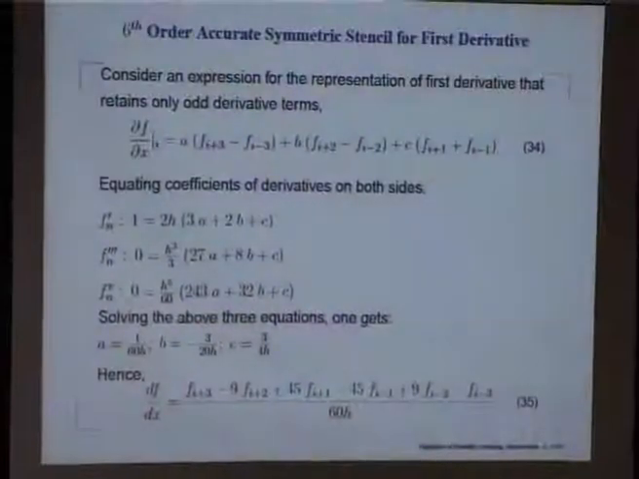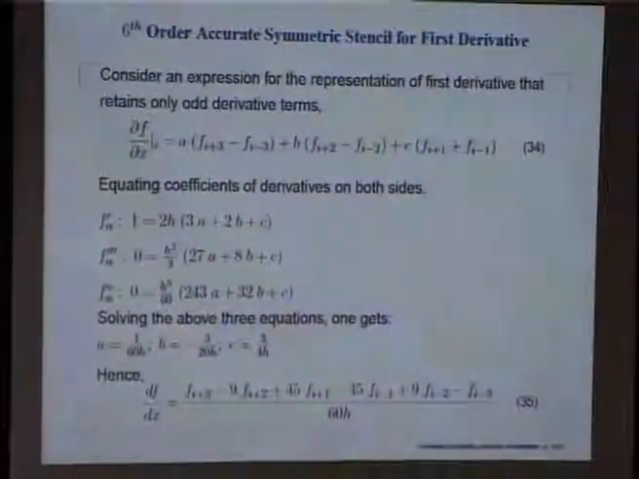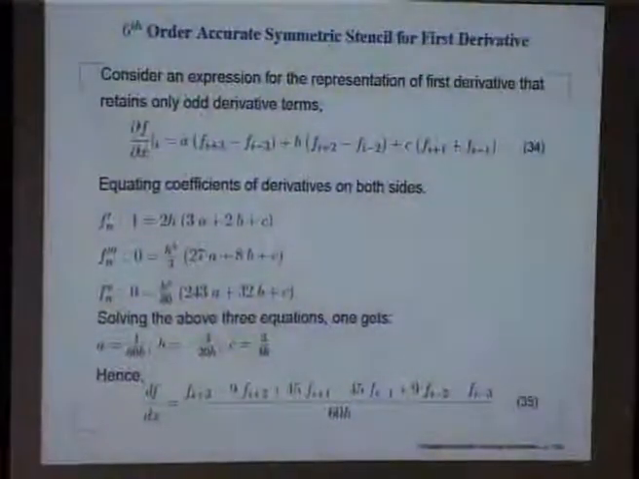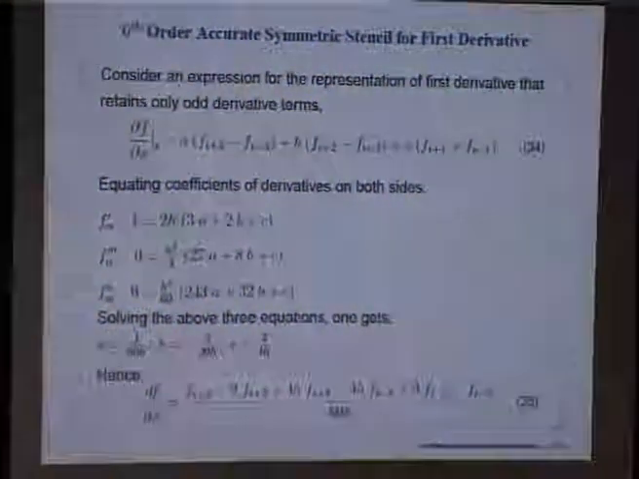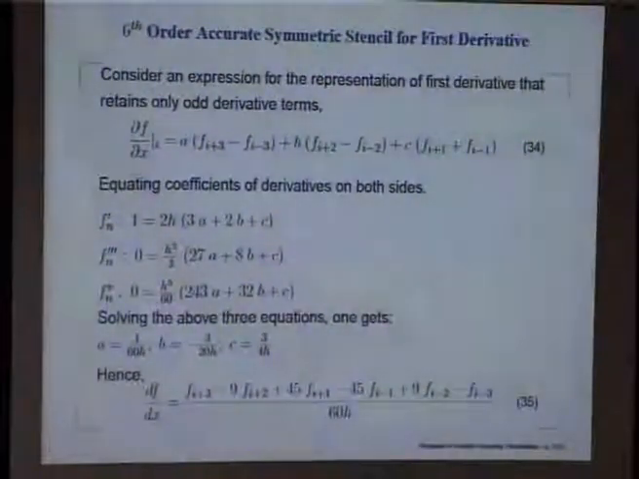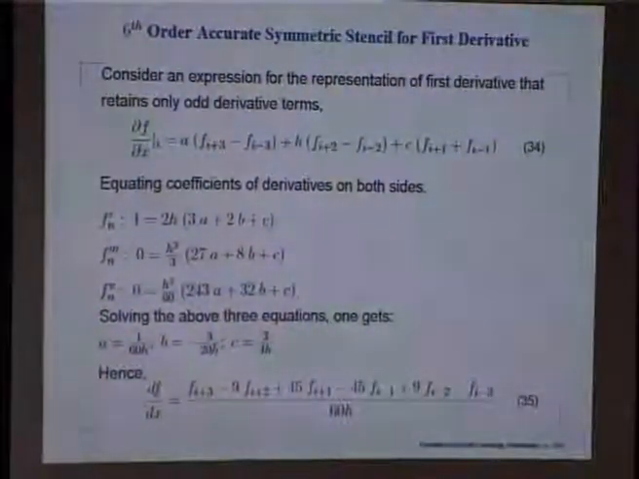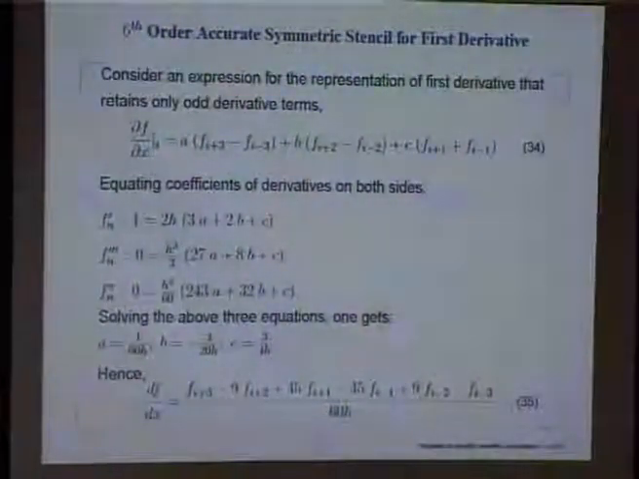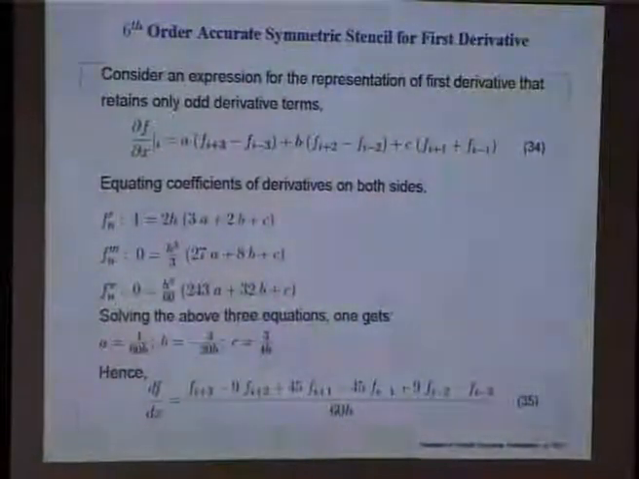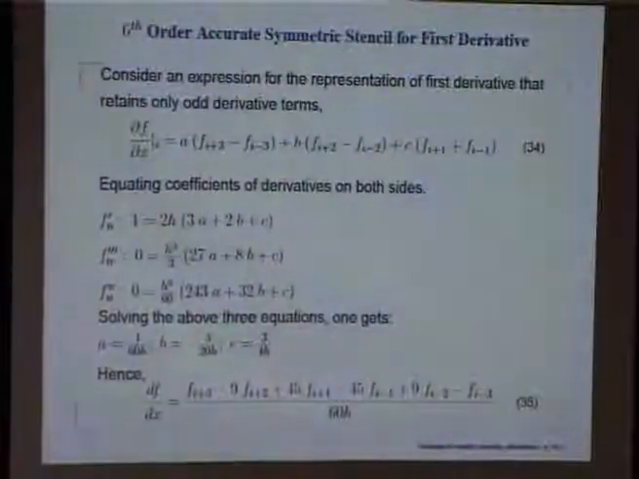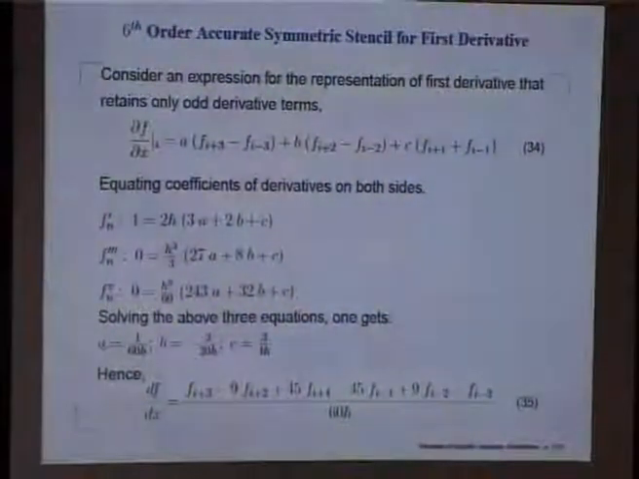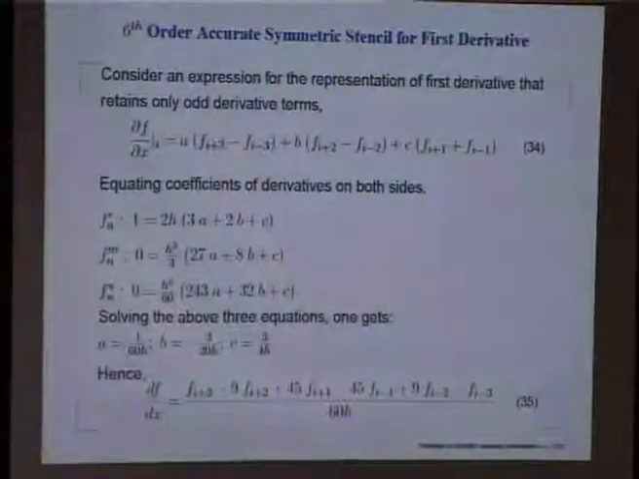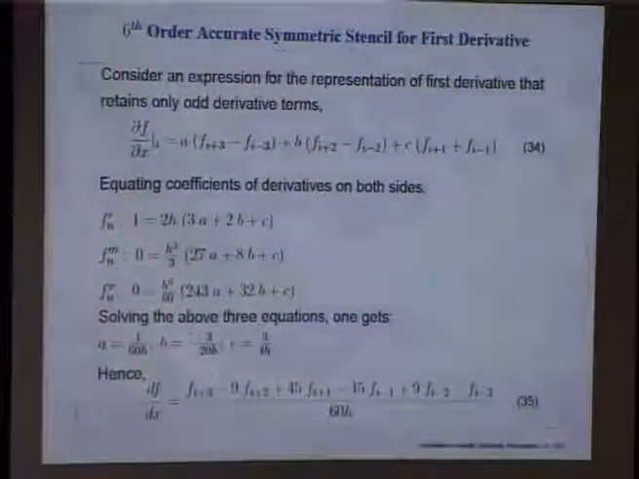I just stop here, because we have an adequate number of equations for these 3 unknowns, and you solve them, and this is what you get. So, this is your 6th order accurate formula, which will involve i plus 3 to i minus 3. You also notice one interesting feature of this formula. Looking at the formula, you can tell that this is a non-dissipative formula.